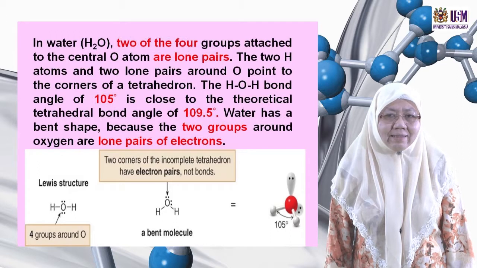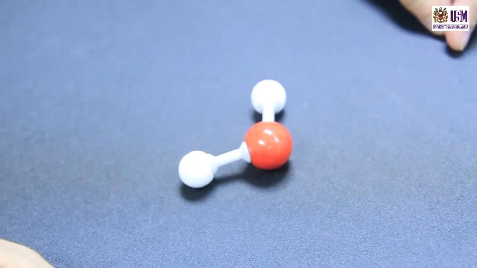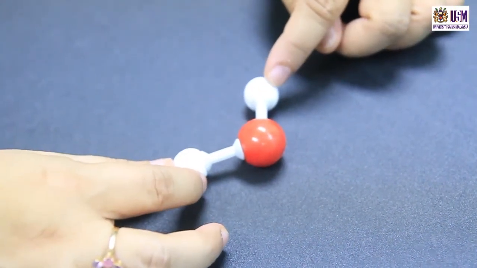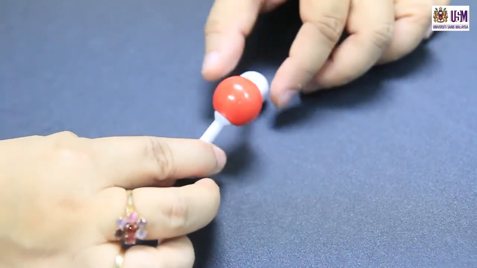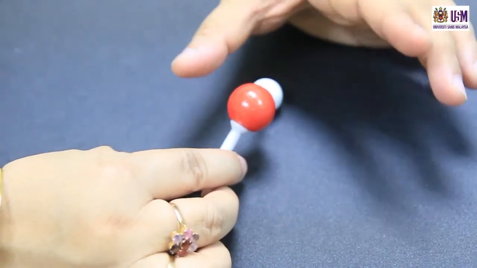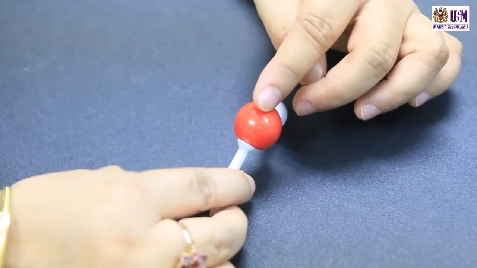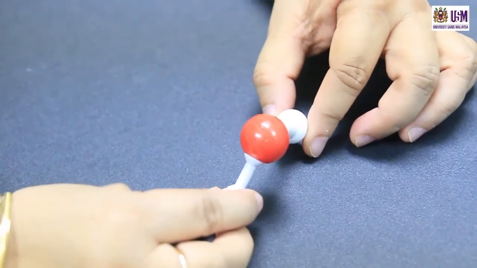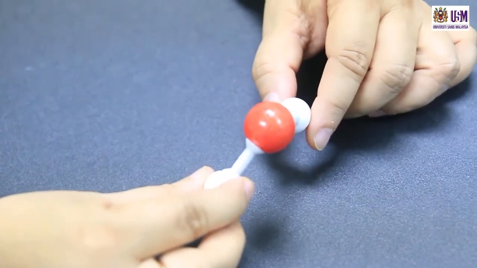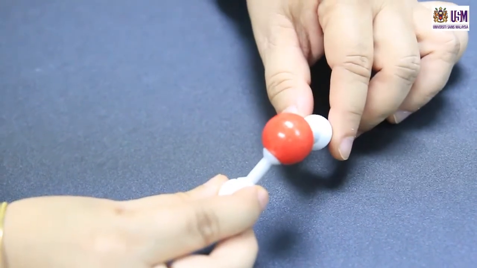And we can see this as in the following video. This model shows the molecule of water. The molecule of water has two bonds with the hydrogen atoms and it also has two lone pairs. The lone pairs actually are just imaginary. You can see in the diagram, the lone pairs are shown, but in the actual molecule, they don't really exist. But the molecule is actually just a V-shape. And the bond between the hydrogen-oxygen-hydrogen is actually 105 degrees.